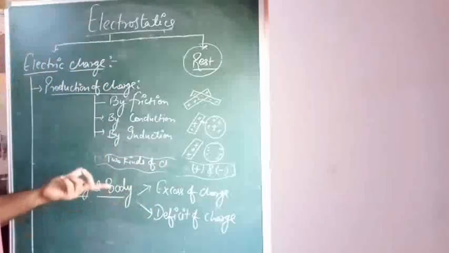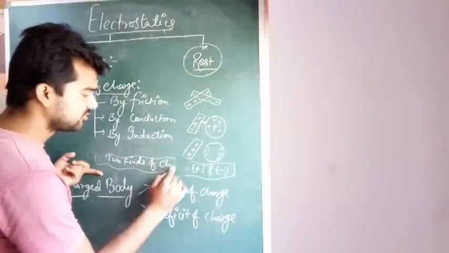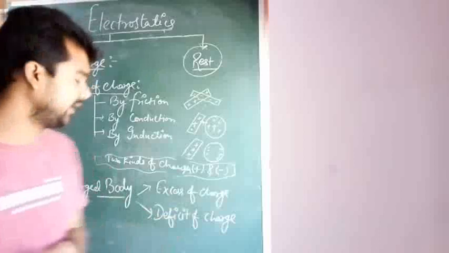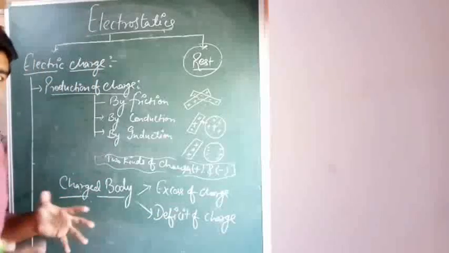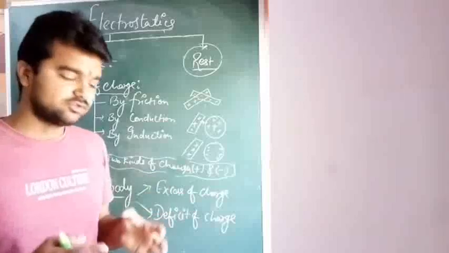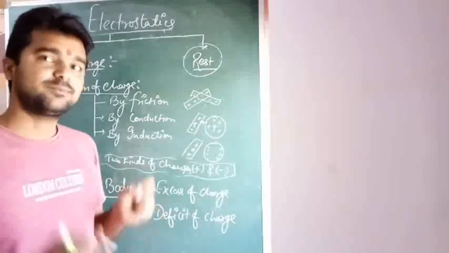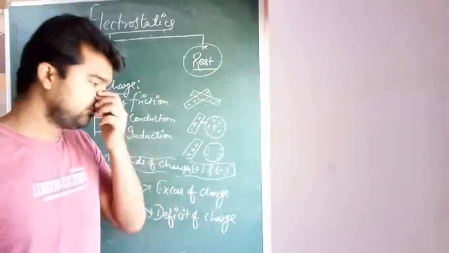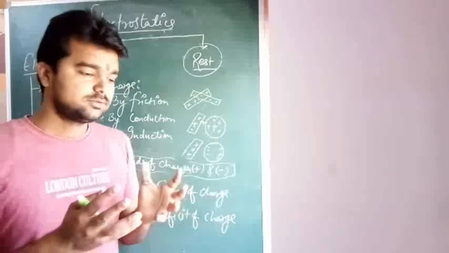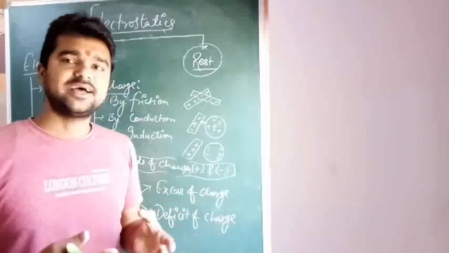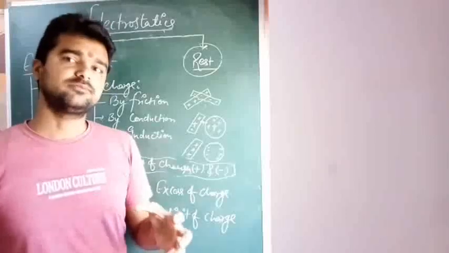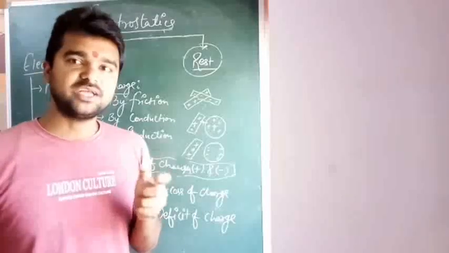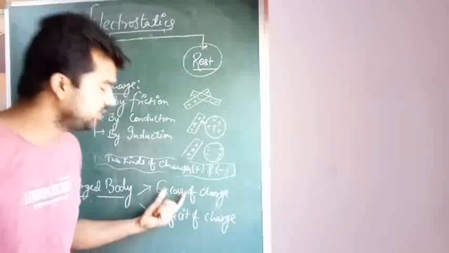So we have two kinds of charges: one is positive and the other is negative. We need to understand that whenever we discuss a body, it has positive and negative charge. If their amounts are the same, we say it is a body with neutral charge. But when we use the term charged body, we need to understand that there should be an excess of charge.